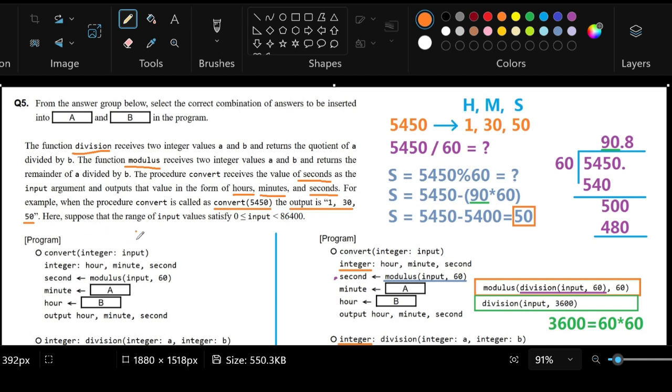Here suppose that the range of input values satisfy 0 is less than or equal to input, and input is less than 86,400. Okay.